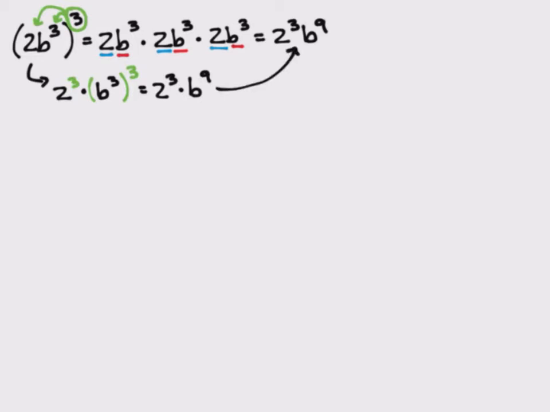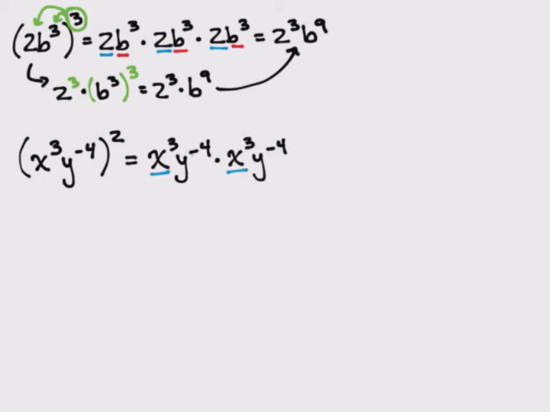Let's try another. How about x to the 3rd times y to the negative 4th, all of that squared? Again, we know what it means to raise something to the 2nd power. It means take the base, whatever it is, and multiply it by itself 2 times. And in this case, we end up with x to the 6th times y to the negative 8th, which, if we want to write as a fraction, is x to the 6th over y to the 8th. And it's kind of like looking at the original problem, like we took that exponent of 2 and applied it to the x to the 3rd power and applied it to y to the negative 4th power.